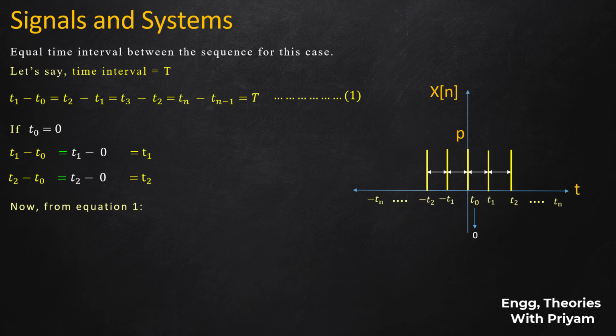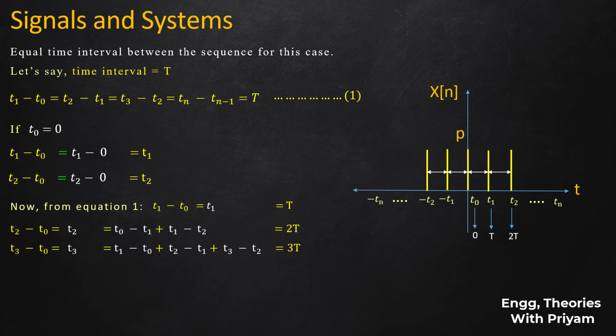Now from equation 1, we can write t1 minus t0, which is equal to t1, can be replaced by capital T, as the difference t1 minus t0 is T. Similarly, t2 minus t0, which is equal to t2, can be replaced by 2T, because t2 minus t0 is equal to t1 minus t0 plus t2 minus t1, and both are equal to capital T. Similarly, t3 can be replaced by 3T, because t3 minus t0 is equal to t3 minus t2 plus t2 minus t1 plus t1 minus t0, which is equal to 3T. Similarly, t4 by 4T and tn by nT.